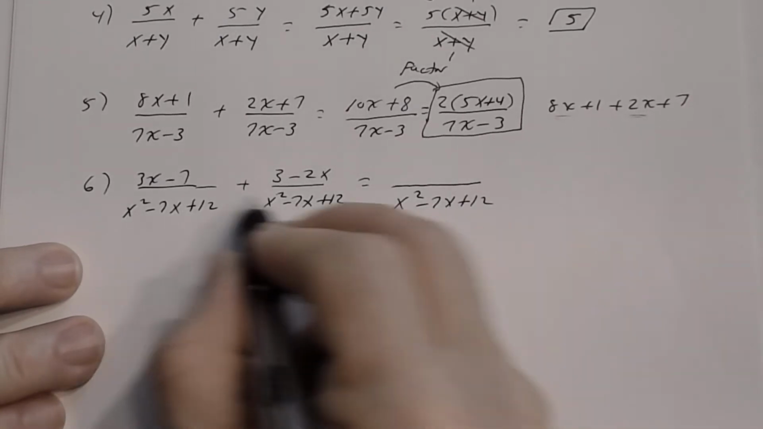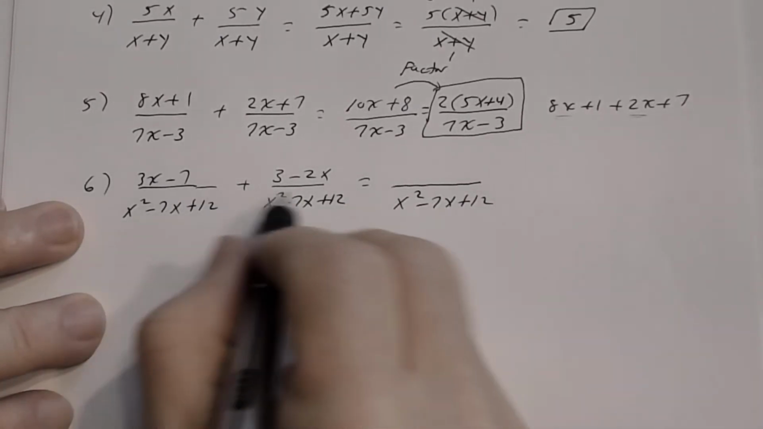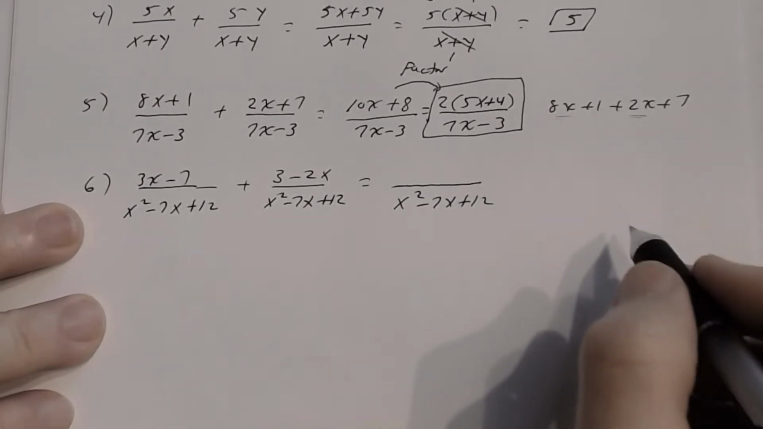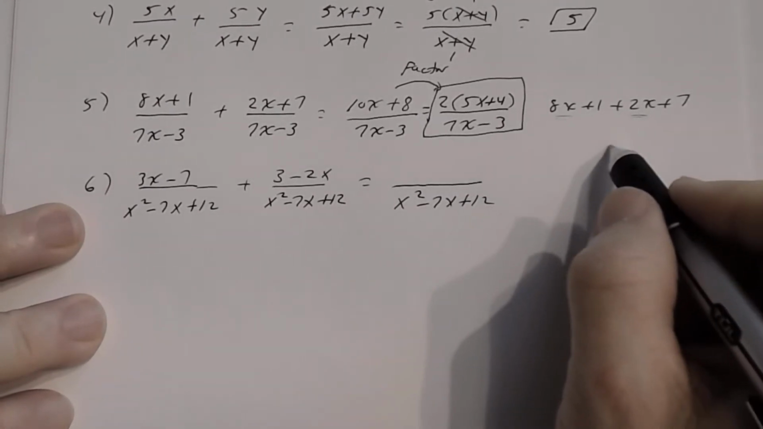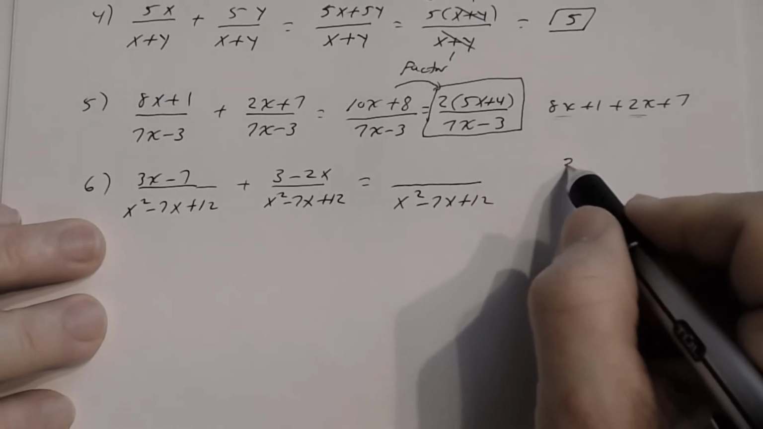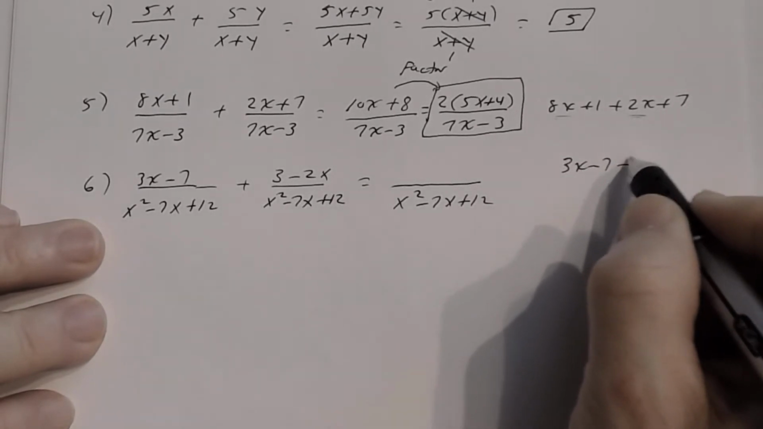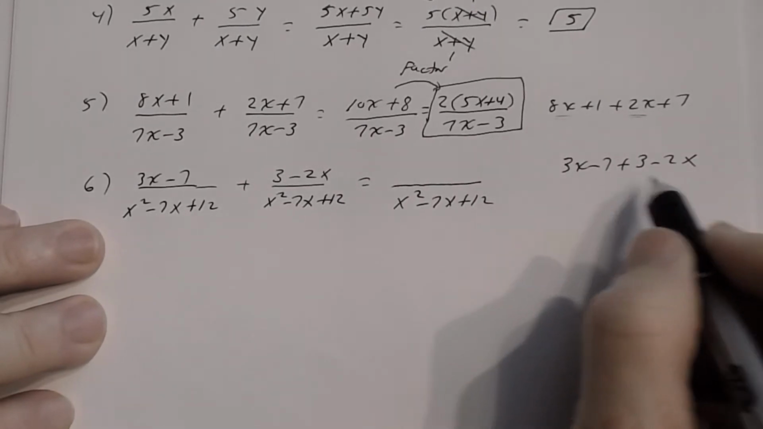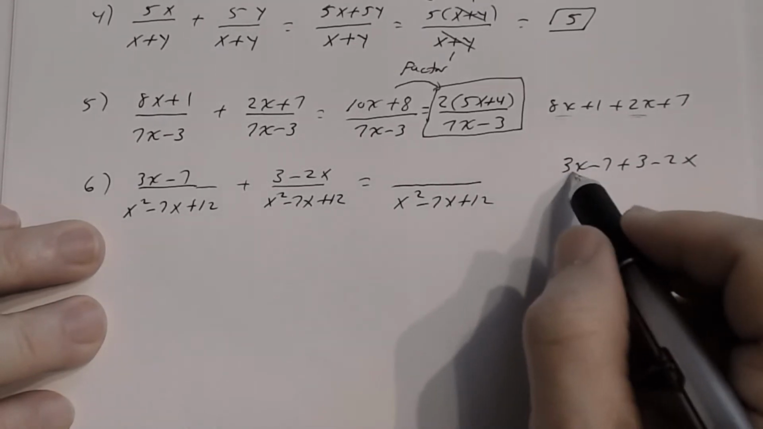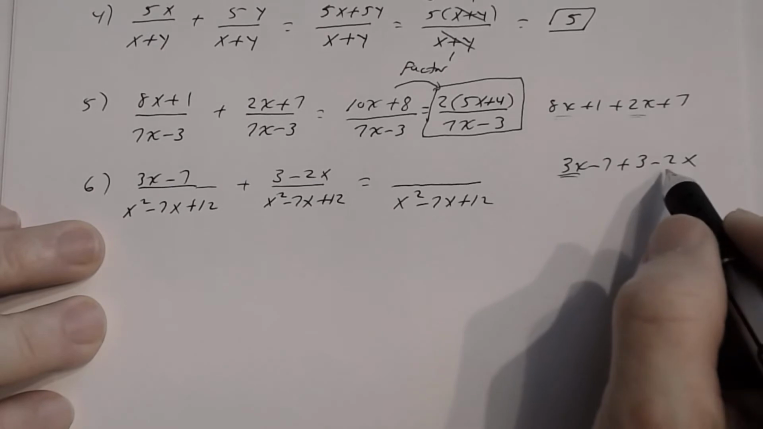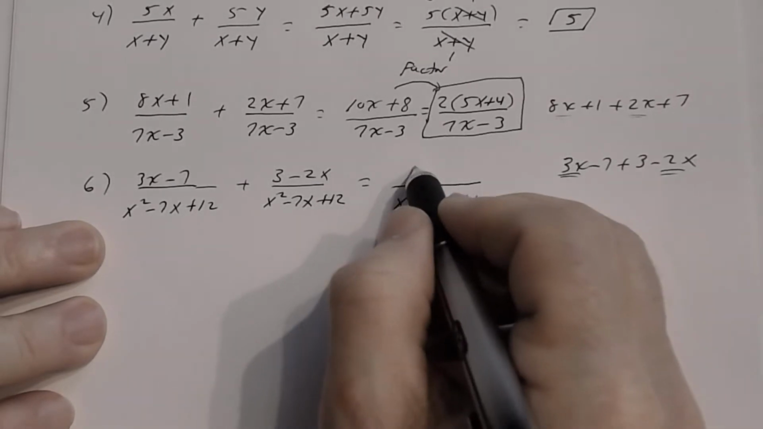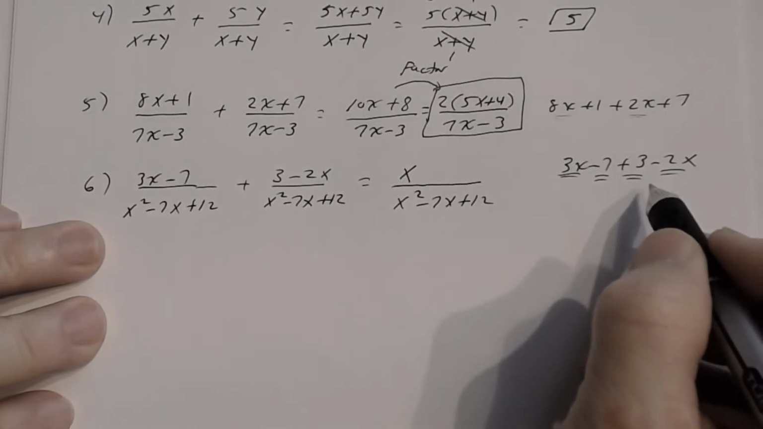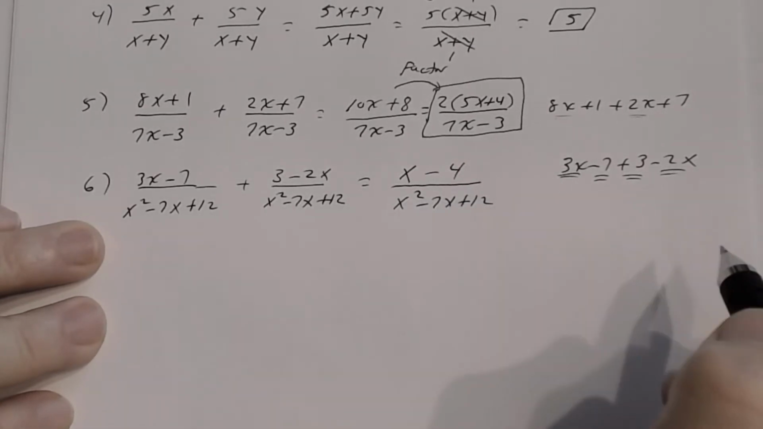Then the next step is to combine your like terms in the numerator. Add those two numerators together. So if you think about what you have, I have 3x minus 7 plus 3 minus 2x. So let's go ahead and put this in descending order. So let's combine the x's first. So 3x minus 2x is x. A negative 7 and a positive 3 is a negative 4. So that's where I'm at.